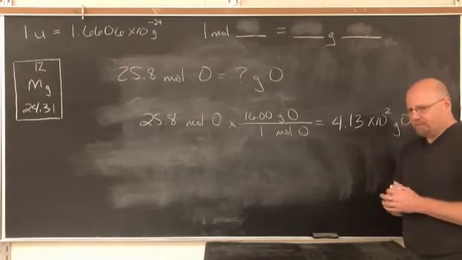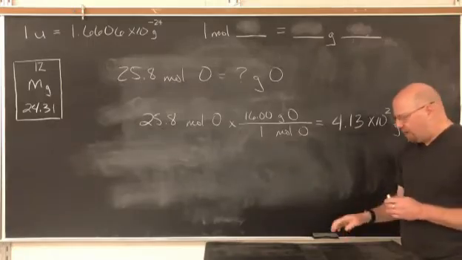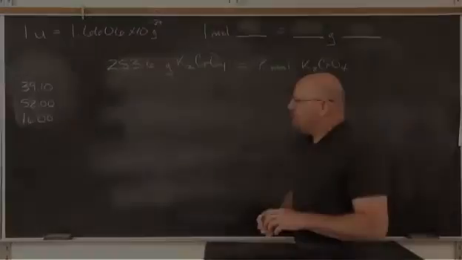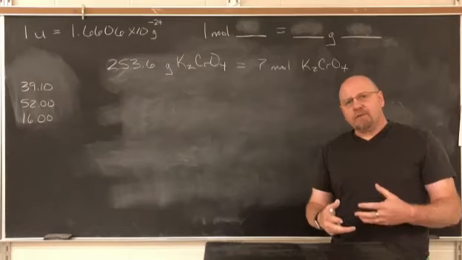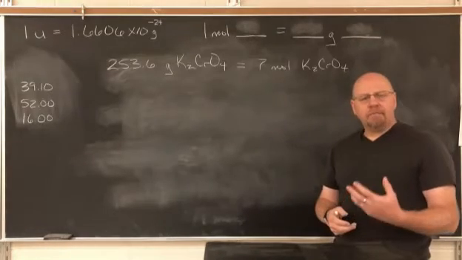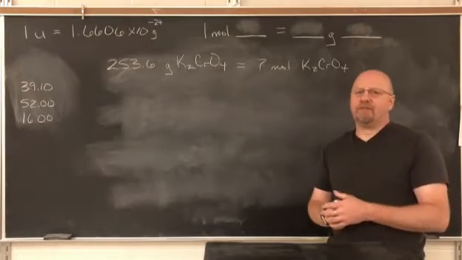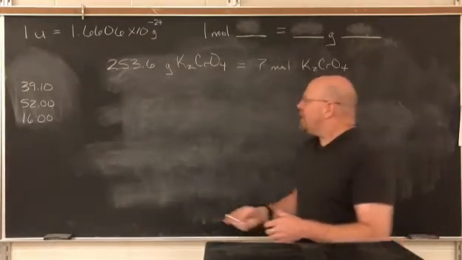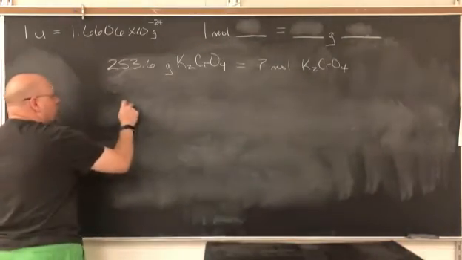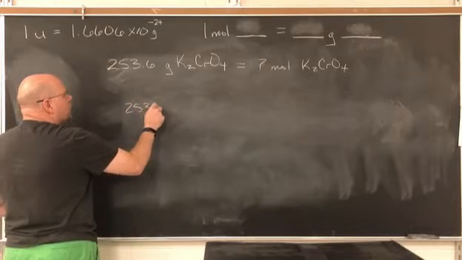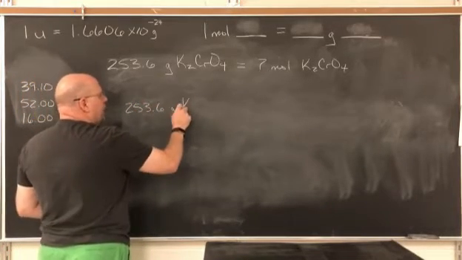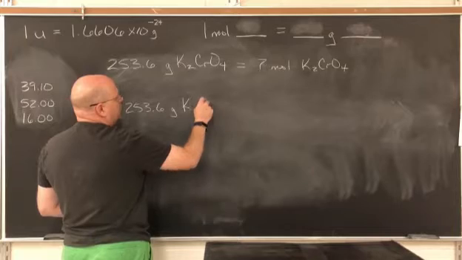Let's do another one. This time we're going to use a compound. Okay, in this one, we have a compound, but the same setup is going to be used. We just have one extra step that we're going to need to do. So we're going to start off with 253.6 grams of potassium chromate.